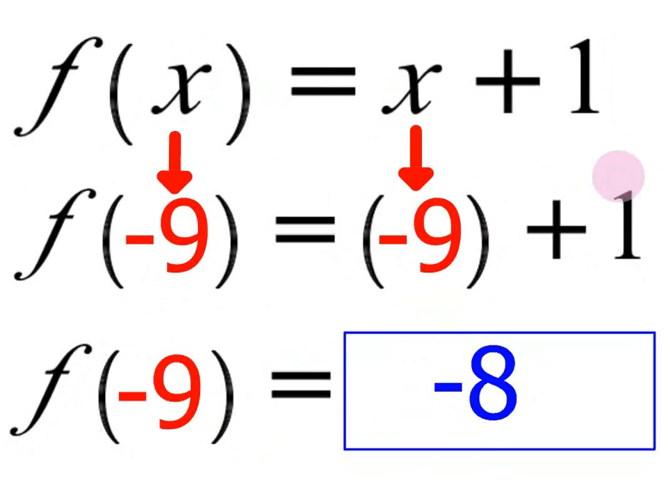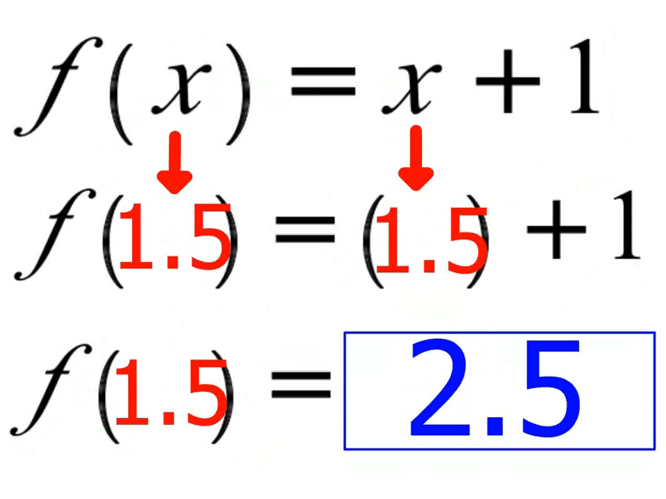Alright, so let's look at another example. What if we want to figure out f of negative 9? Well, we just plug in negative 9 for x, add 1, we get negative 8. So f of negative 9 equals negative 8. We could do the same thing for a decimal. We could plug in 1.5, f of 1.5.